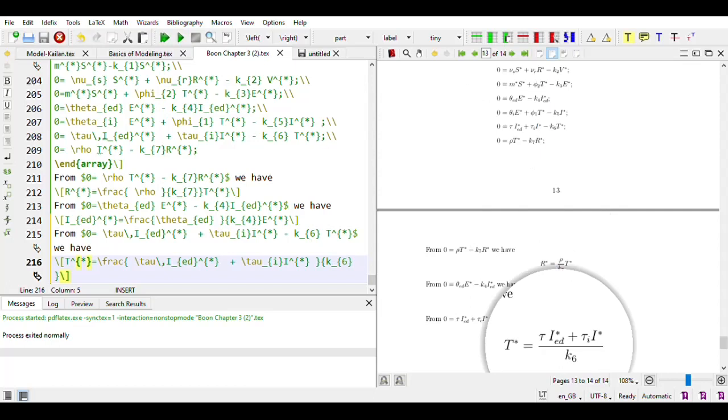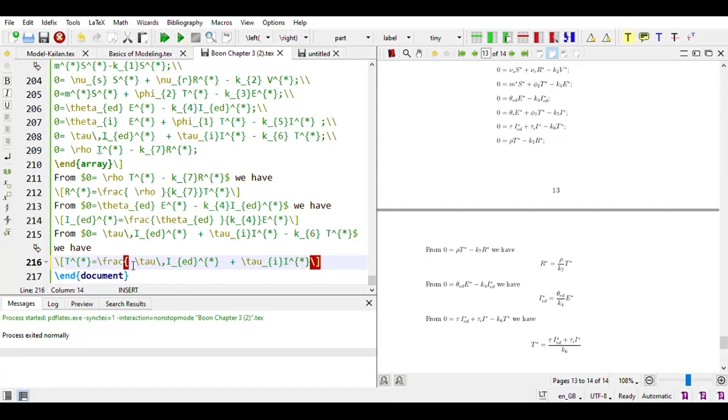I do not normally like to write expressions in this nature because I'll be using the t star in other expressions, and so I'll be doing substitutions for E_D and I. So if you leave it as just a numerator, explicitly like this, sometimes after substitution it becomes very clumsy. So factor out the 1 over k6 and leave the tau_ED plus tau_I stand alone. So I'm going to cut this expression.